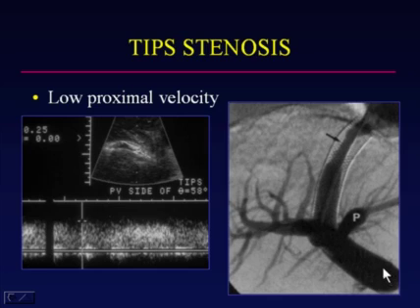Low velocity proximally in the main portal vein. You sample here in the main portal vein, and you can see that the velocity is only 25 centimeters per second. That's a bad sign indicative of a distal stenosis.